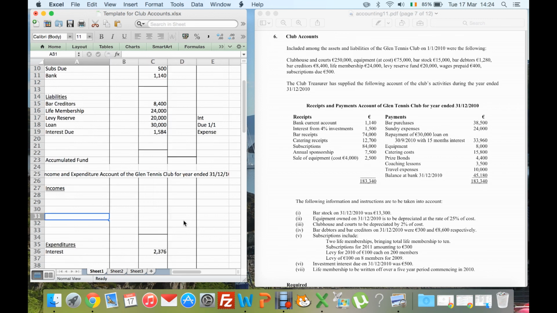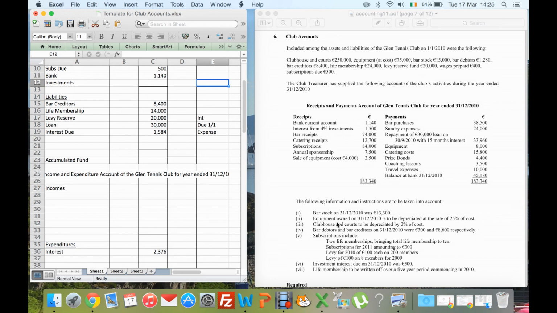Okay, then I go back to looking here. Is there anything else that's relevant for the beginning of the year? Now it says interest from 4% investments. I don't see any investments mentioned up here, so that means I must have another asset called investments. Now the interest is 4%. That's what we received. Just checked it.